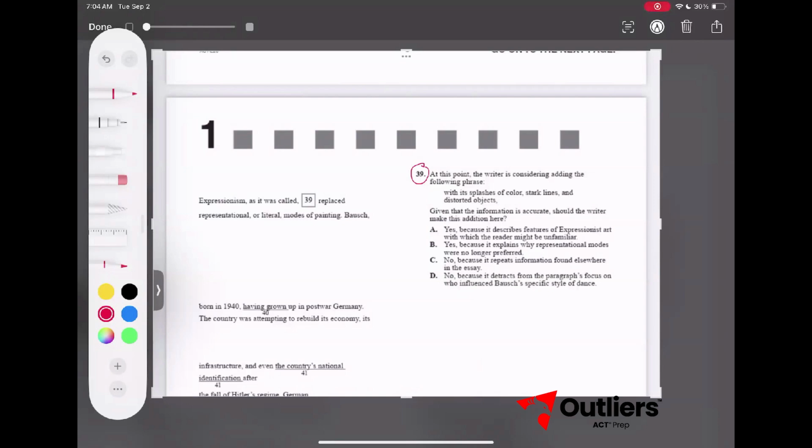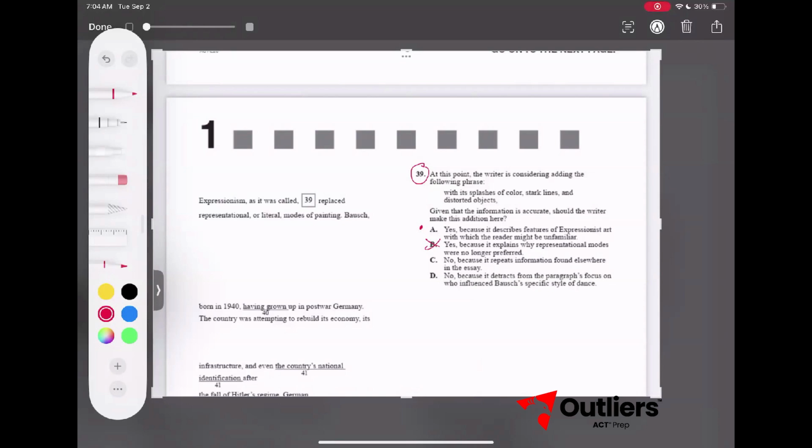A, because it describes features of expressionist art with which the reader might be unfamiliar. This is almost certainly the right answer. It's exactly what we just said. B, because it explains why representational modes were no longer preferred. It does not explain that. It just tells us about what expressionism is, but not why the other modes were not preferred.